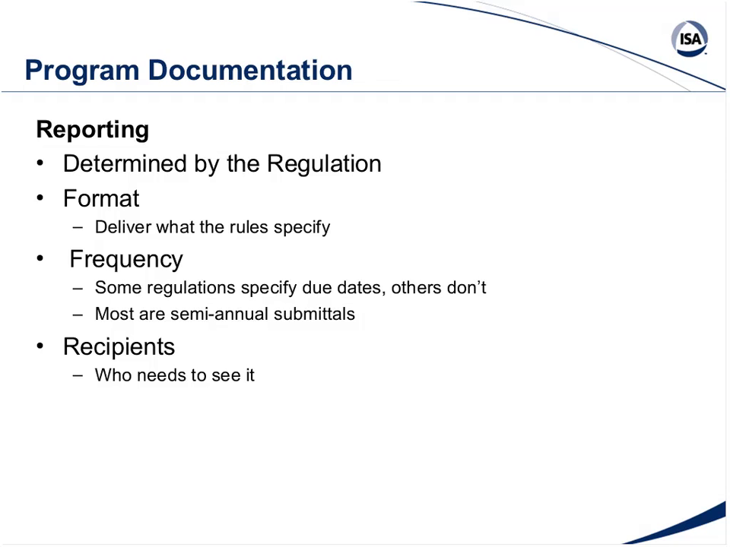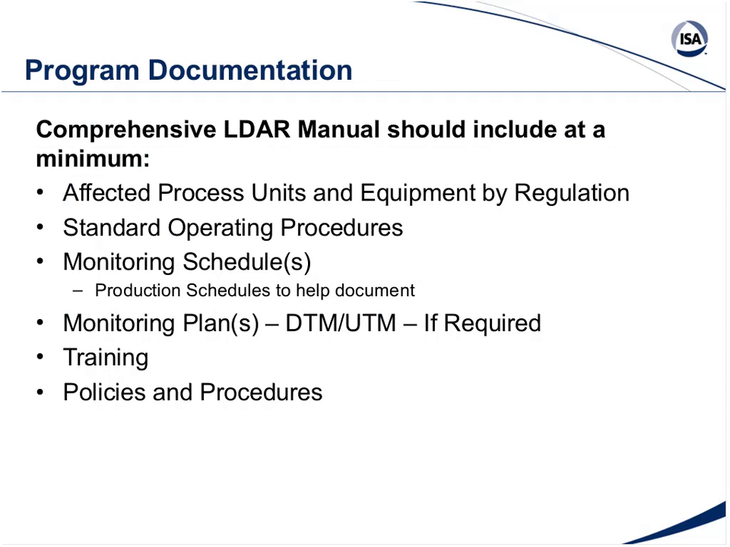So now let's look at our other program documentation and some of the problematic areas. If you've got a good program manual or a series of standard operating procedures, there are some things you might want to include in that manual. You should have: what are my affected process units and my affected equipment. And look at your definition of process unit, because your applicable subpart and the definitions at various state levels change what a process unit is, and how you do those calculations changes.